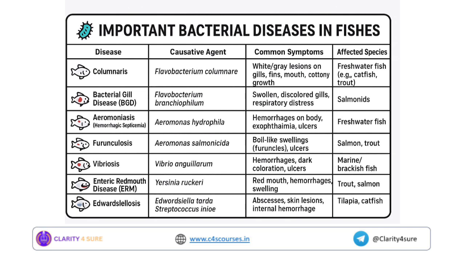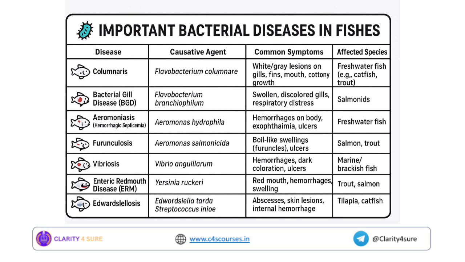Next is Enteric Redmouth disease, a rather descriptive name. Enteric Redmouth disease or ERM is caused by Yersinia ruckeri. It mainly affects trout and salmon, especially in crowded systems. The symptoms include bright redness in the mouth, throat and fins, swelling of the lower jaw, hemorrhaging in body cavity and organs, abnormal swimming and high mortality. How can it be controlled or prevented? Use oral or injectable vaccines, improve water flow and hygiene, reduce handling stress.